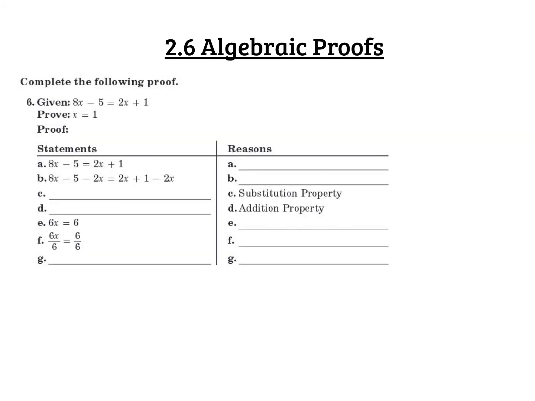Now, you might see it like this too. You might see the two-table proof where it's already solved for you, or maybe partly explained, right? You're given a scenario: 8x minus 5 equals 2x plus 1. Prove that x equals 1. I'm trying to prove that x equals 1. Well, you can follow the proof on the left and the right and try to fill in the blanks, or you can just solve it yourself.